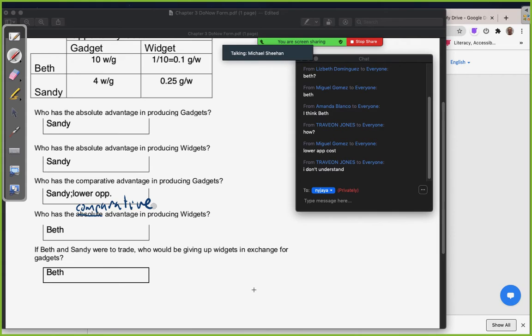So Beth would be giving up widgets, and Sandy would be exporting gadgets and importing widgets.